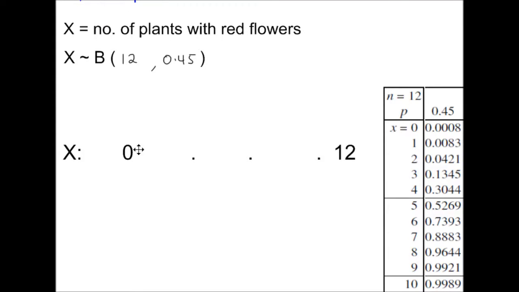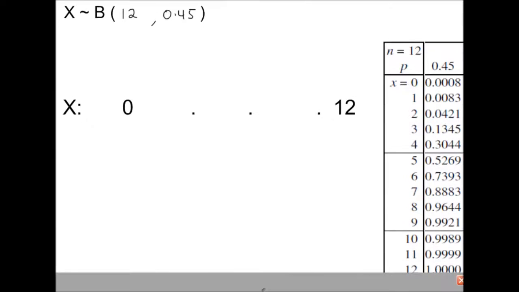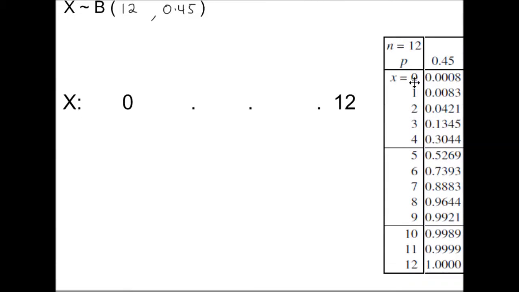Because n is 12, then X can take any value from 0 to 12. Some of these values will be in the critical region, and we can use the tables here to calculate which of the values will be in the critical region. 0 to 12. So some of these are in the critical region, and some of these are in the acceptance region.